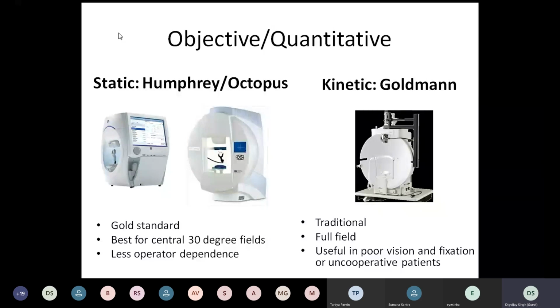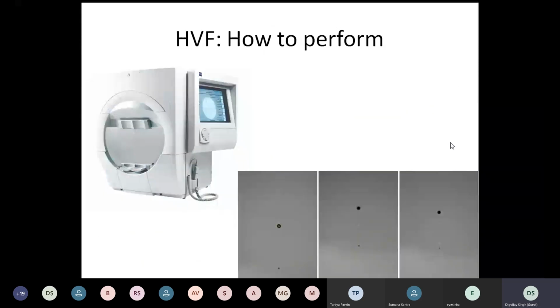The Goldmann kinetic perimeter, on the other hand, the one that you see on the right, is dependent a lot on the operator, because the operator has to move the targets all along. The targets here don't just appear, they move from the periphery to the center, or the center to the periphery. And this is a full field, as you can see in this dome here. And this is generally better for patients with poorer vision, and you can actually monitor the fixation live. I'll show you that in the slide how it's done.